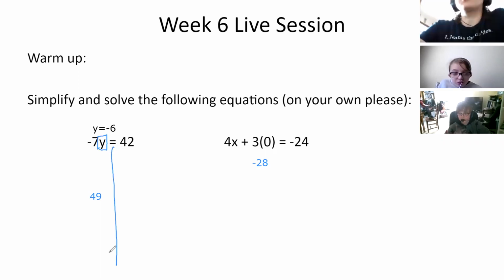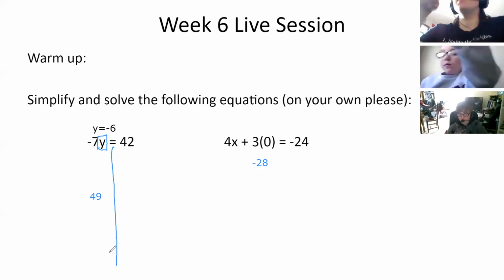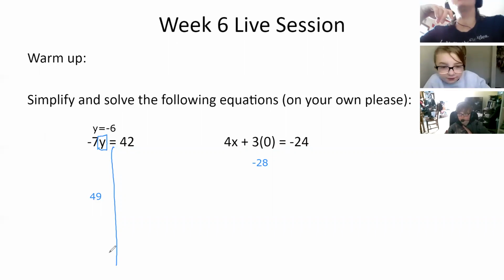So we've got to look at what's going on between the number and the variable. And that number is a negative, but that doesn't mean that we're subtracting that number. So what operation is going on right now between that -7 and the y? Is it add, subtract, multiply, or divide?